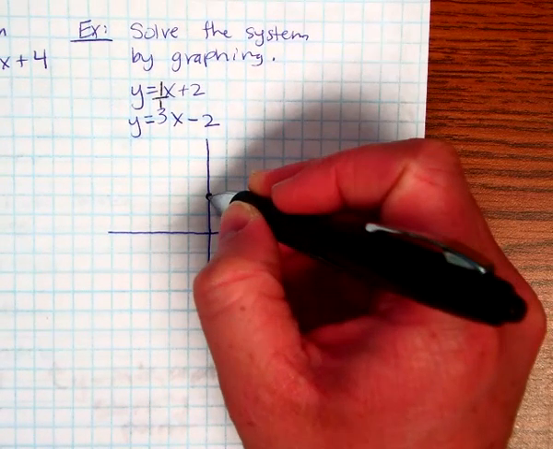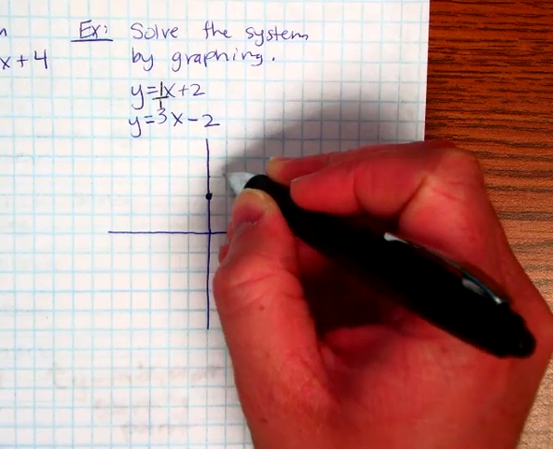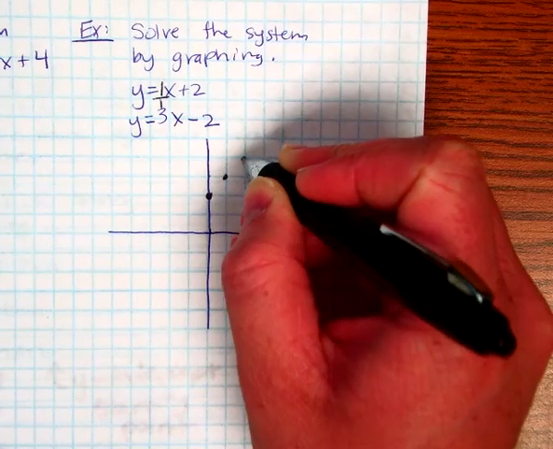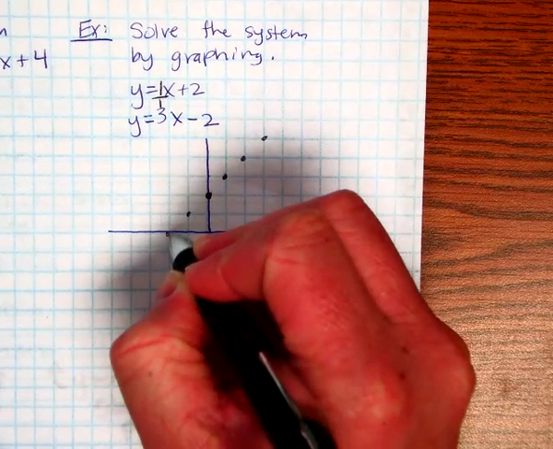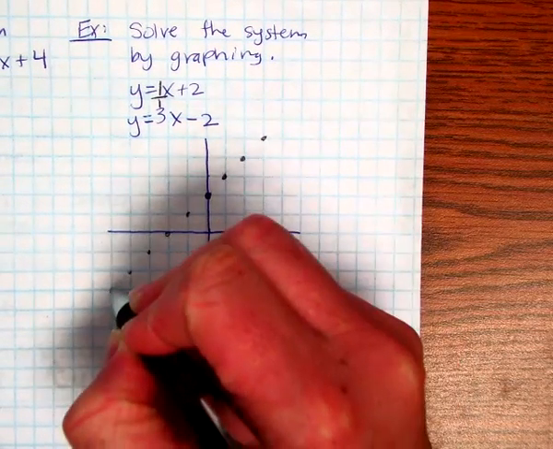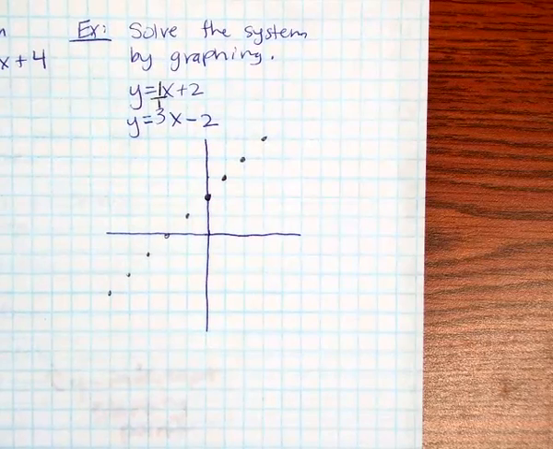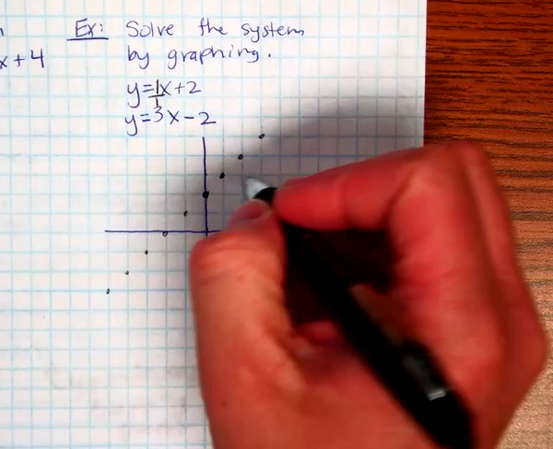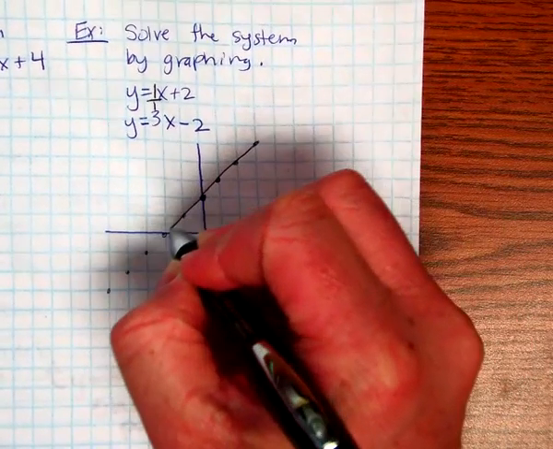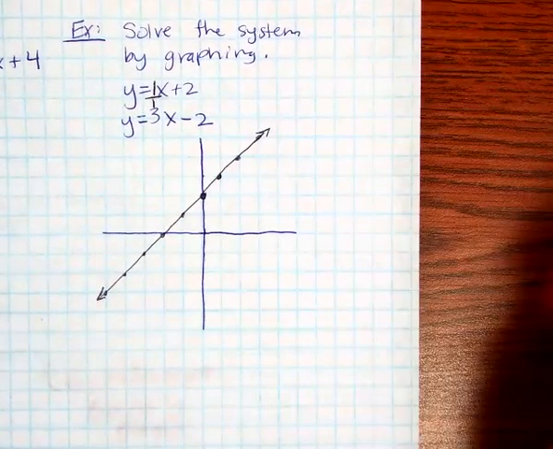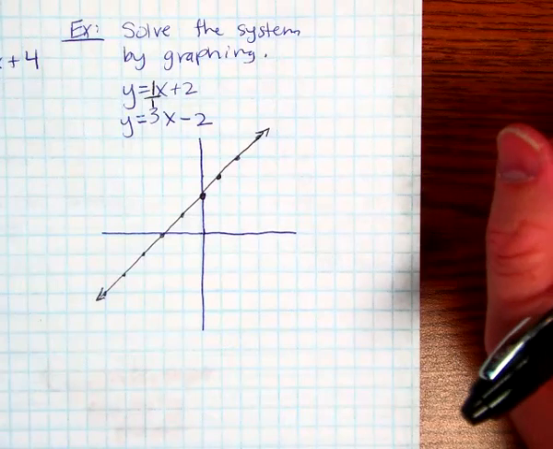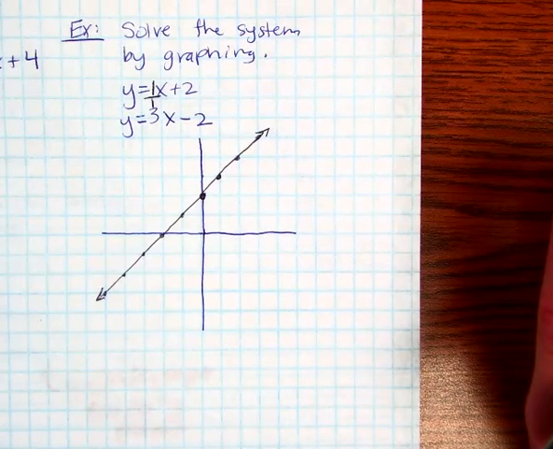So from the positive 2 that I started, I'm going to go up 1, right 1, up 1, right 1, and again, make as many points as you can before you run out of room, because the more points you have, the easier it will be to see the solution at the end. Go ahead and connect all your dots. There's my first line. I'm going to graph the second line the exact same way, pretend the first one isn't even there, and just start graphing things.